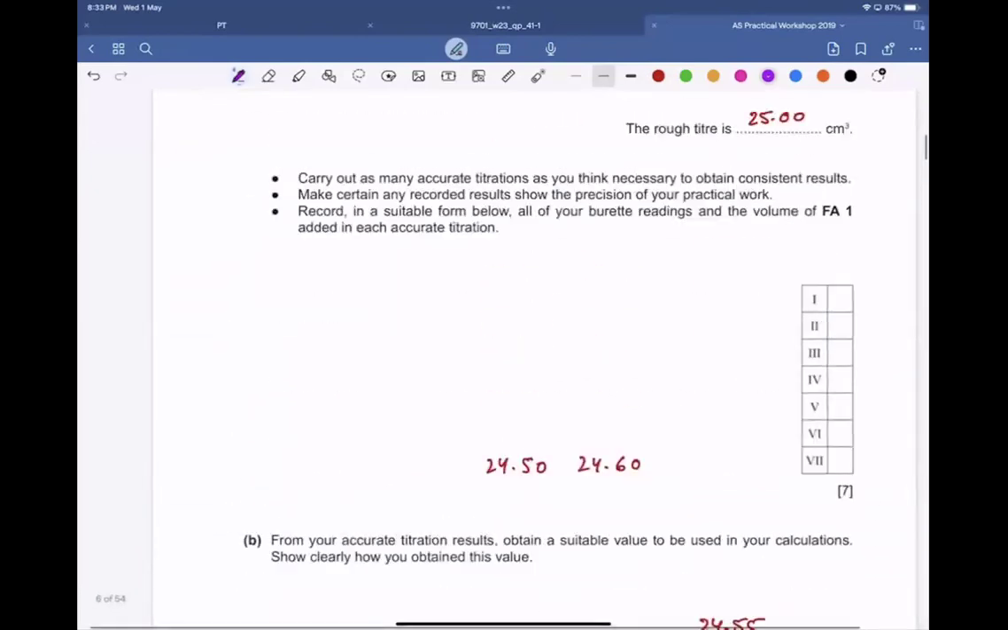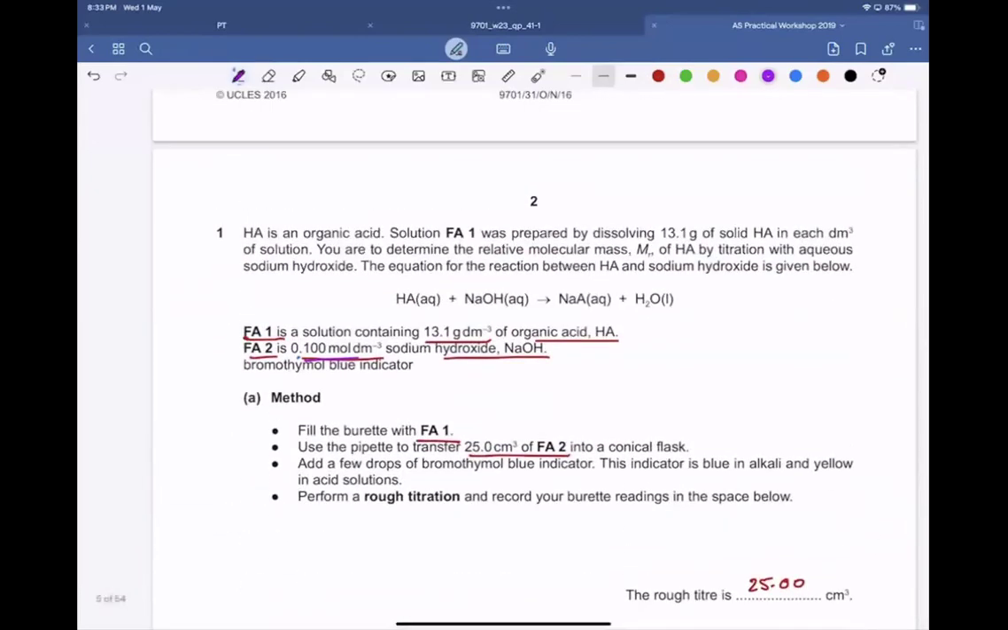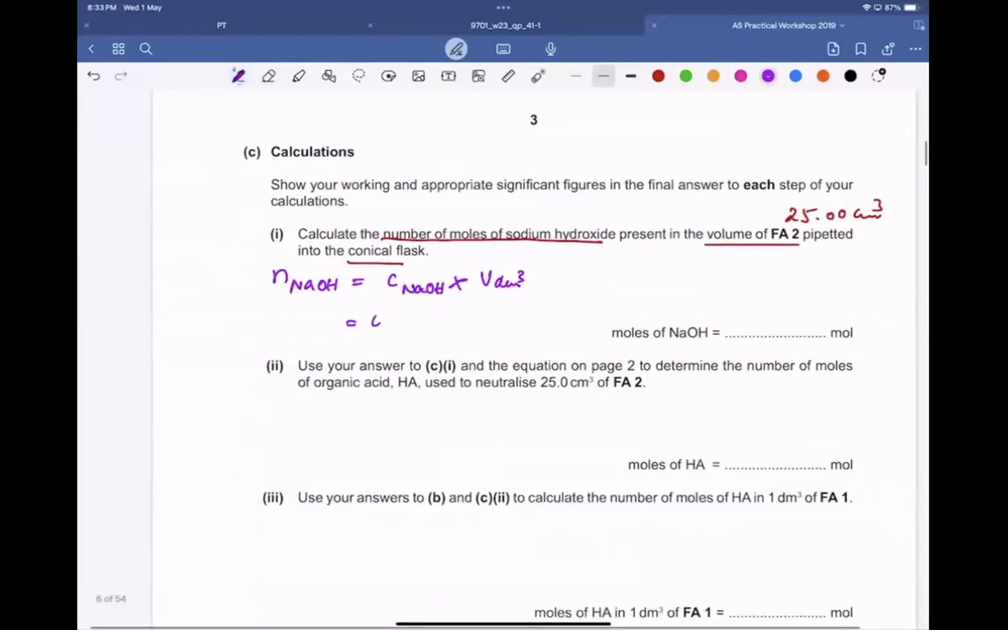So the concentration that is given to us is 0.100 times volume is 25, which is in centimeter cube. So I divide it by 1000 to turn it into decimeter cube. So if you calculate it, isn't it 2.5 exponent minus 3 moles of NaOH?